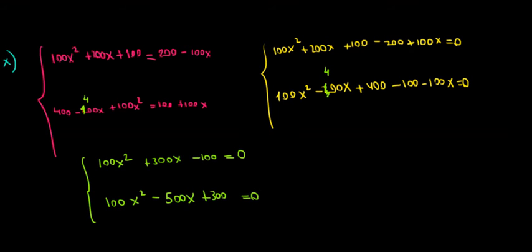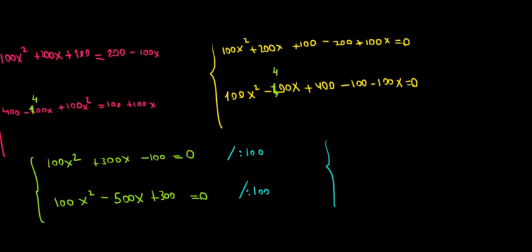What do we see here? We see 100 as a common term. So we can divide both sides by 100 so that we can cancel the hundreds from the equation to make it a bit more simple. So we would have from the first equation x^2 + 3x - 1 = 0. And here we would have x^2 - 5x + 3 = 0.